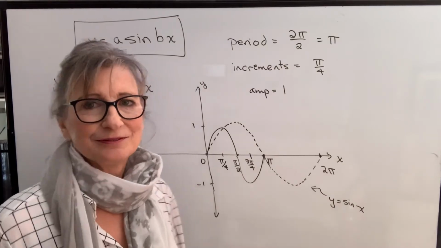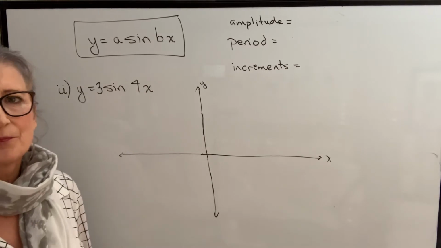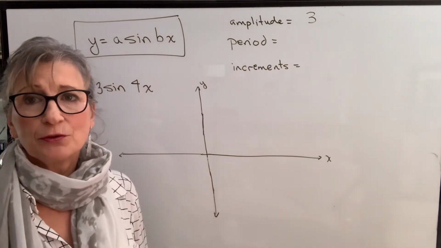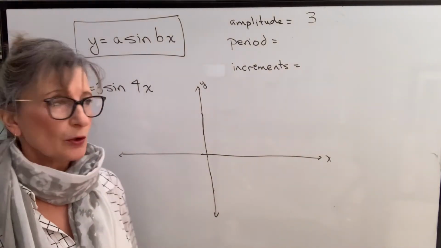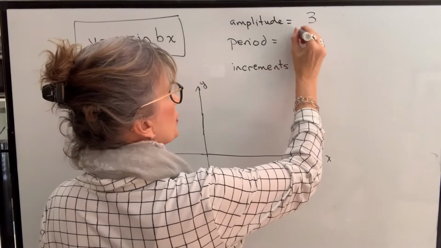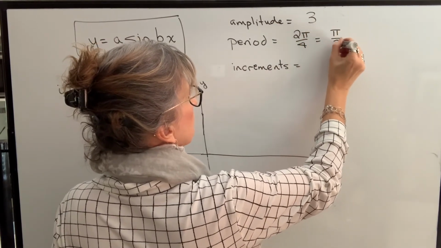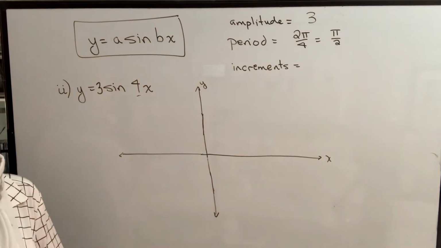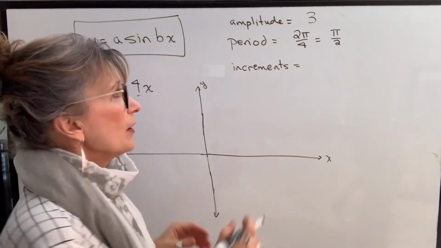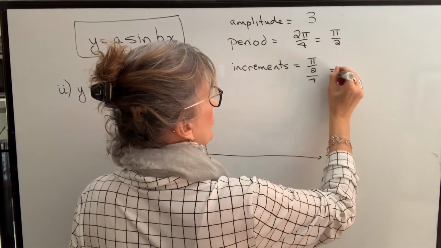Let's do another example. My next example is y equals 3 times the sine of 4x. So I know right away my amplitude is 3. That's going to be the highest value that the y value reaches, and -3 will be the lowest value. Then I would find the period. B is 4 in this case, so period would be 2 pi divided by 4, which is pi over 2. And then to find the increments, the distance between each of those significant or key points, I would divide that by 4. So pi over 2 divided by 4 will equal pi over 8.